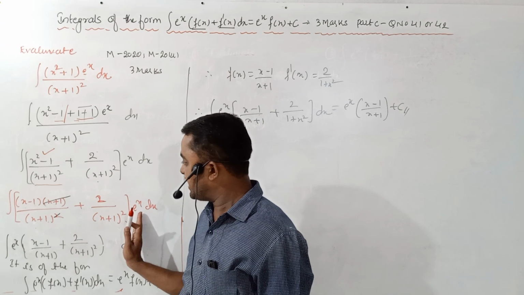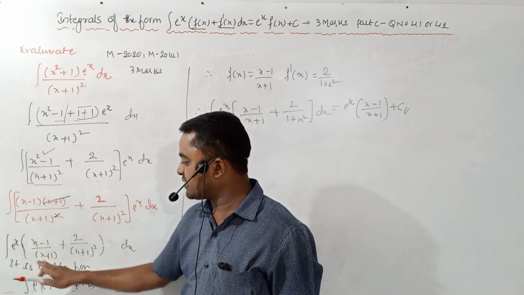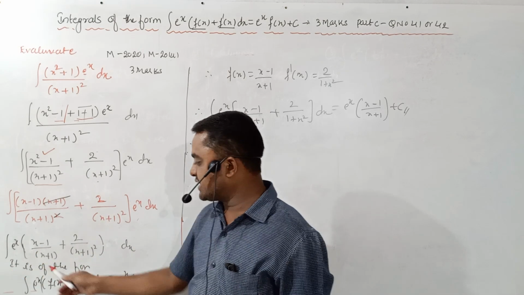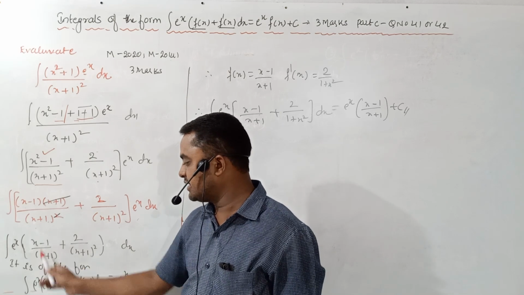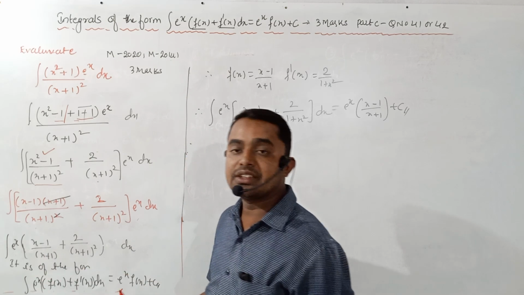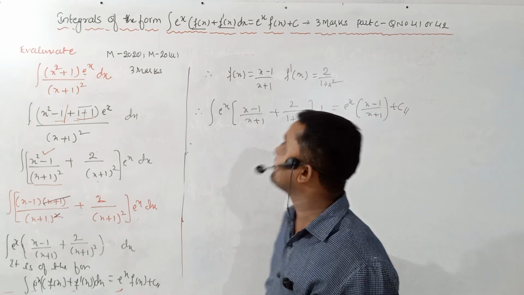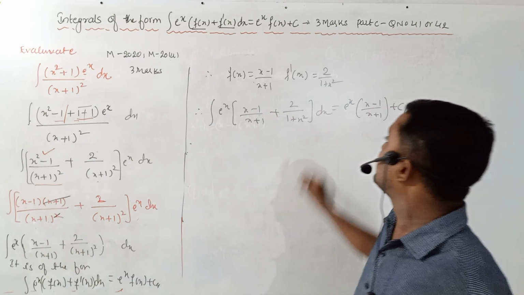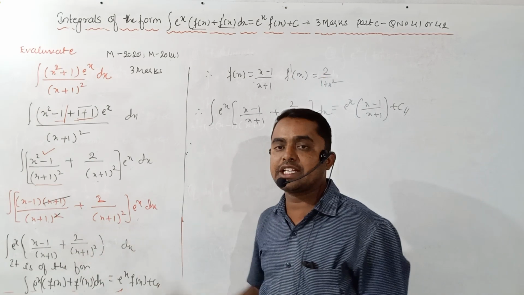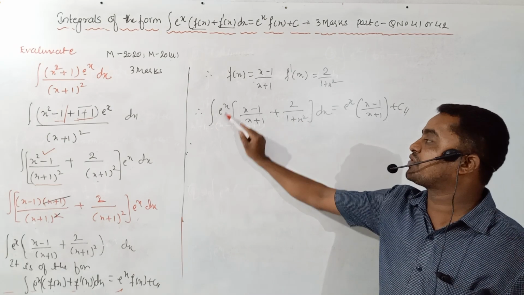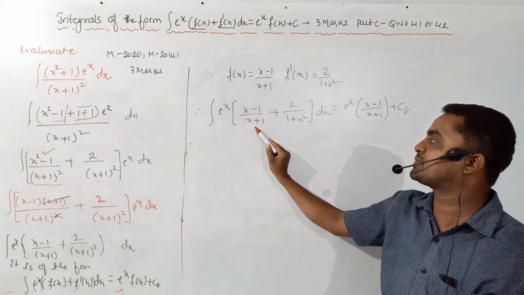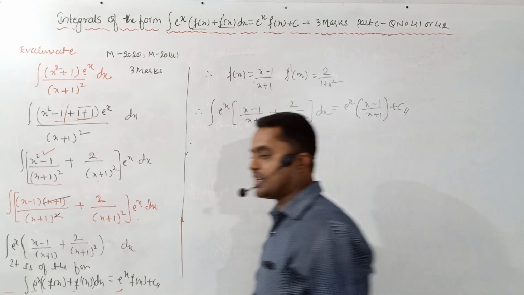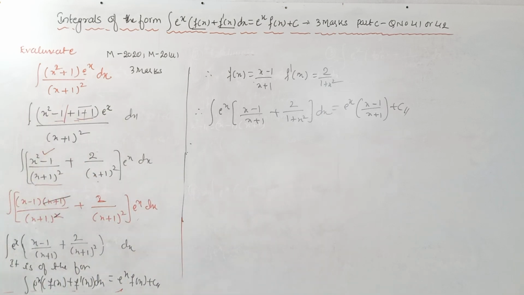Now write this e raised to x first here: e raised to x times x minus 1 divided by x plus 1, plus 2 divided by x plus 1 whole square, dx. It is of the form integration of e raised to x f of x plus f dash x dx is equal to e raised to x f of x plus c. Therefore, what is f of x here? X minus 1 by x plus 1. What is f dash x here? 2 divided by x plus 1 whole square. Therefore, integration of e raised to x into the bracket x minus 1 by x plus 1 plus 2 divided by x plus 1 whole square dx is equal to e raised to x into x minus 1 divided by x plus 1, plus c.